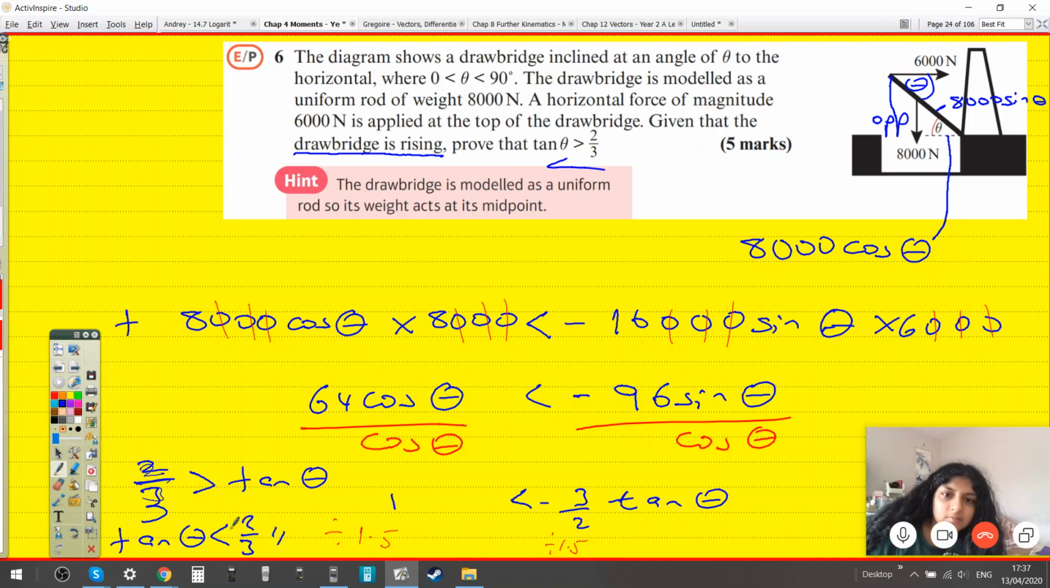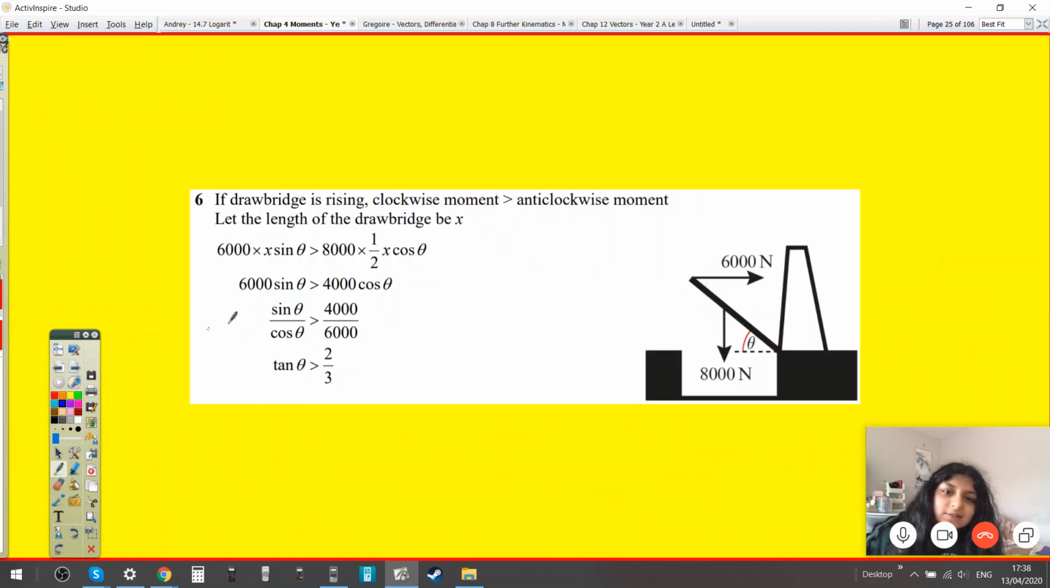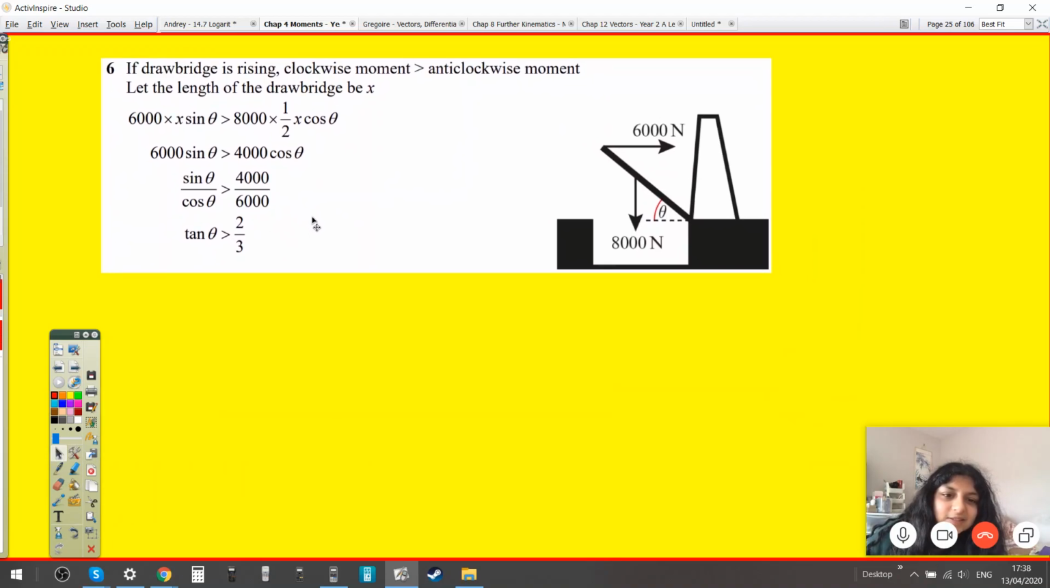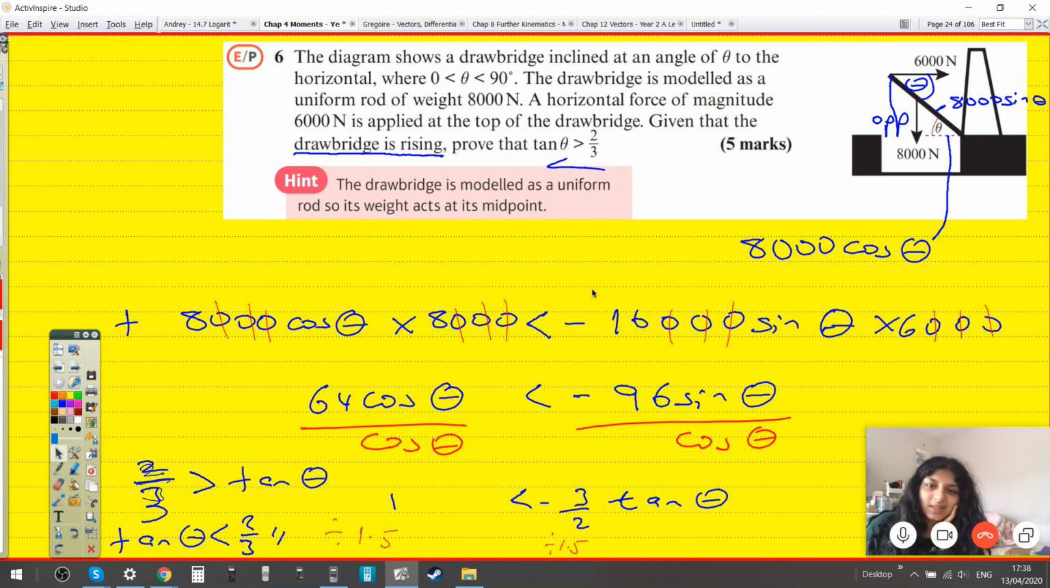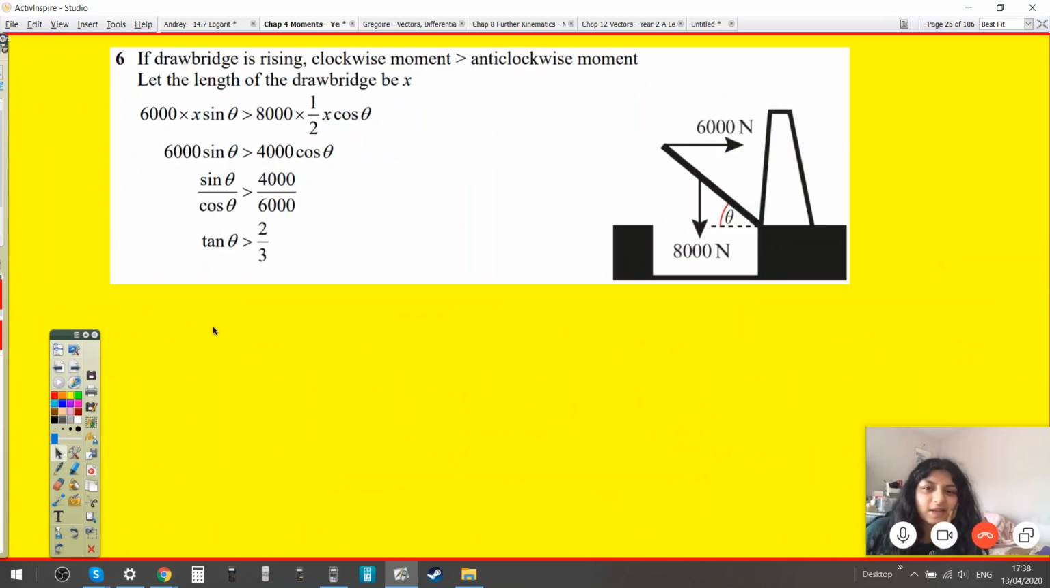I'd move them. Did I do that wrong with the inequality sign? Let's see, what did we do here? 1,000 cos theta. How? I don't know what they did. 6,000. I don't know the length of the drawbridge. So they just called it x. Okay, so 6,000 x sine theta. This is how you need to draw the lines. I like drawing the lines, it helps. Yeah, tan theta greater than 2/3. Okay, any questions there?